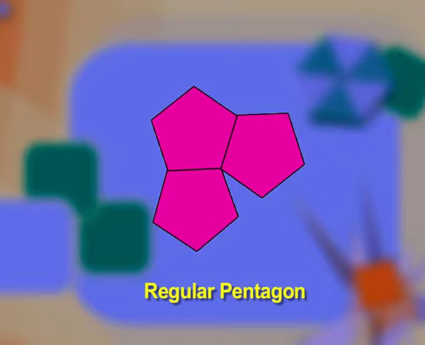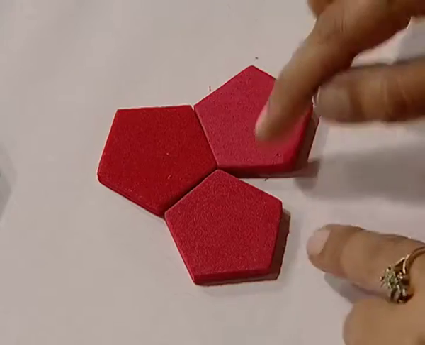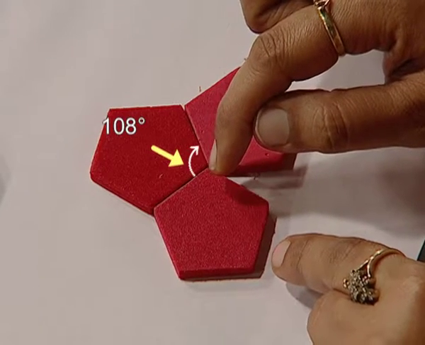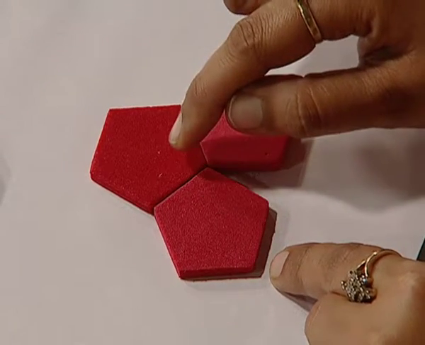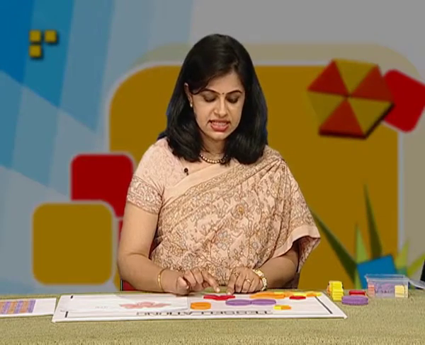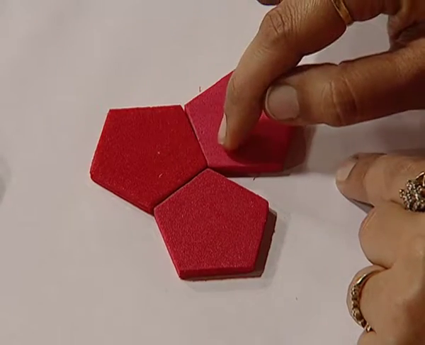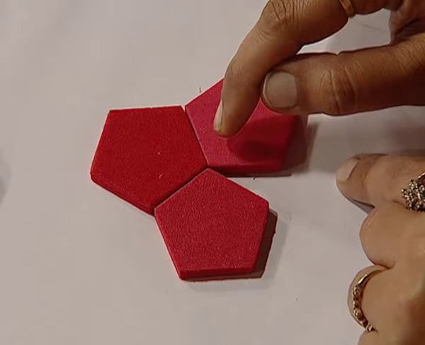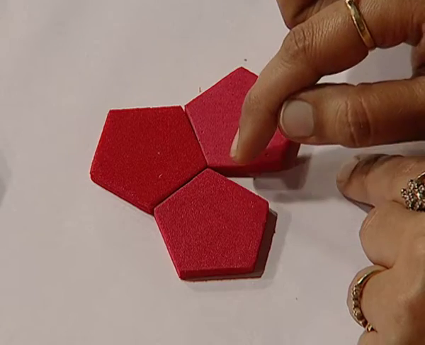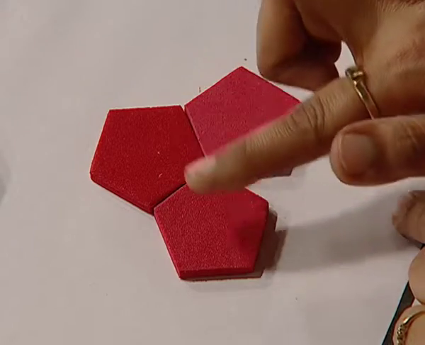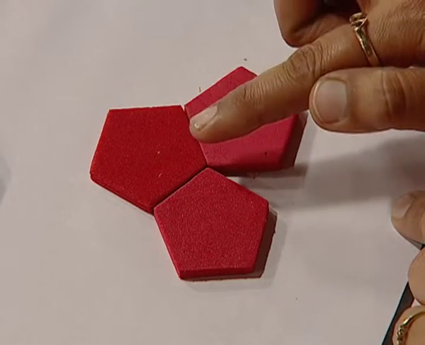Now, let us see what happens in the case of regular pentagons. The interior angle for a regular pentagon is known to be 108 degrees. Now, 108 is not a complete factor of 360. As a result, when I place 3 pentagons, the resulting angle is 108 times 3, which is equal to 324 degrees. As a result, this remaining angle is the resulting gap which is preventing this pattern from being a tessellation.